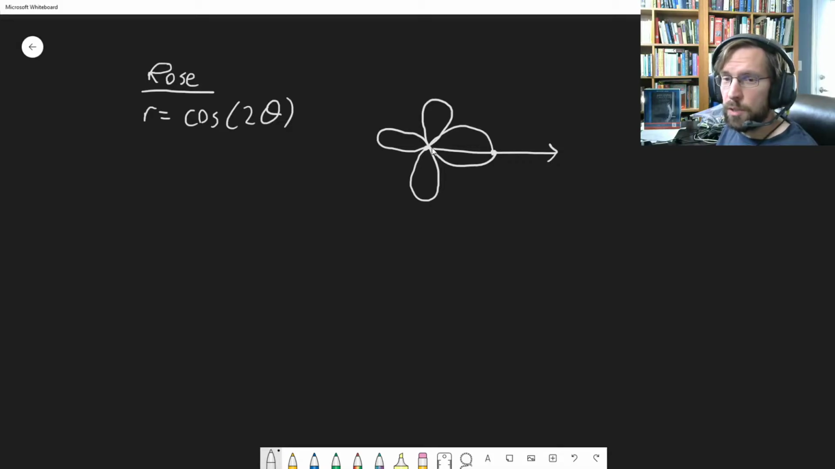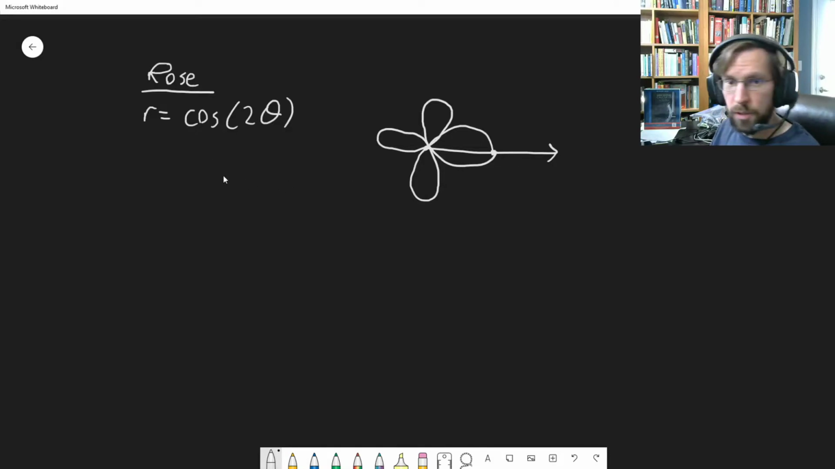Then cosine is going to become negative as theta increases. It's going to keep decreasing or becoming more negative until we get to theta equals pi over 2, in which case 2 theta is pi. So cosine of pi is -1, and we're down here. And then we're just going to continue on in the same sort of fashion until we close the loop.